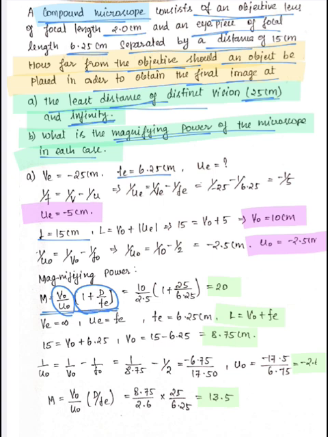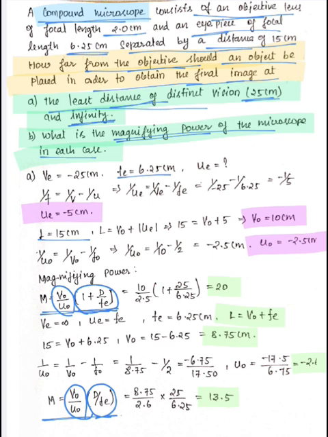This eyepiece is acting like a simple convex lens, and this is the magnification of the simple convex lens at least distance image formation. And the magnification of the compound microscope for the image formation at infinity distance is V0 by U0 into D by Fe. Here V0 by U0 is the magnification of the objective lens, and D by Fe is the magnification of the eyepiece. This is the magnification of the compound microscope at infinity distance.